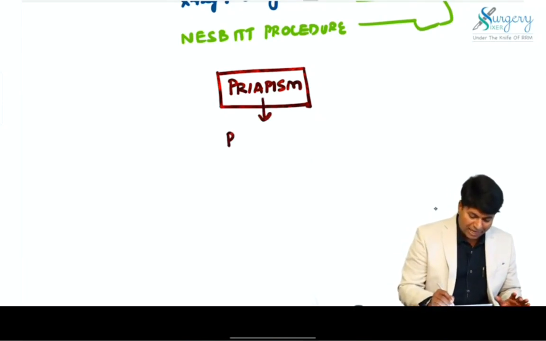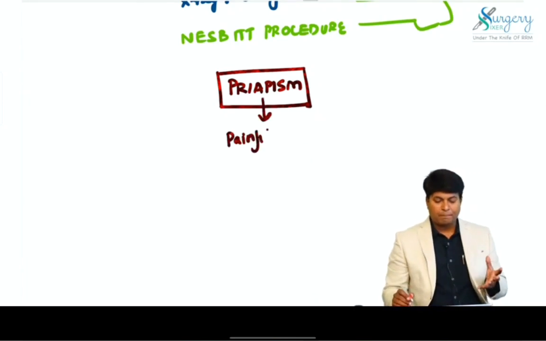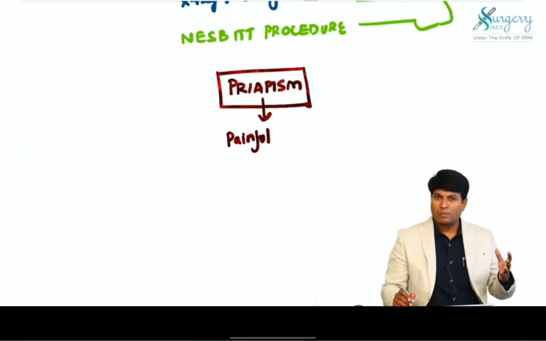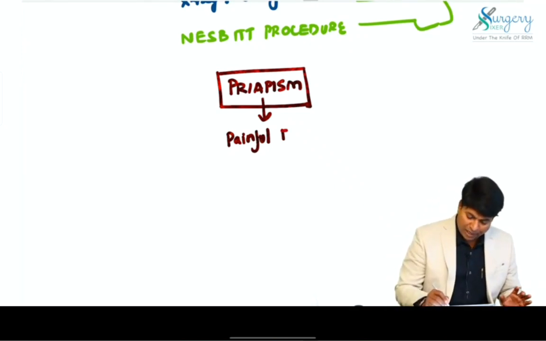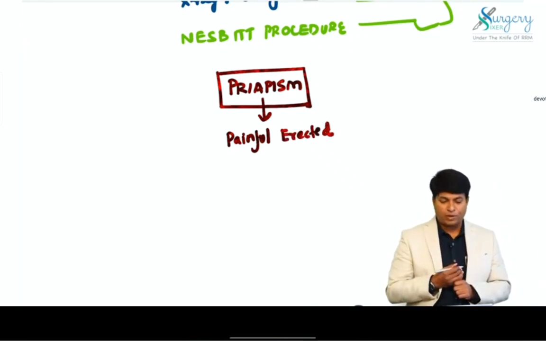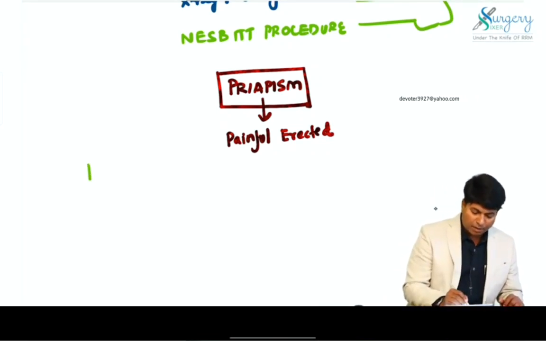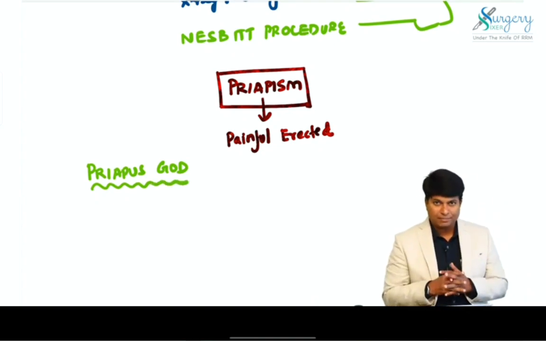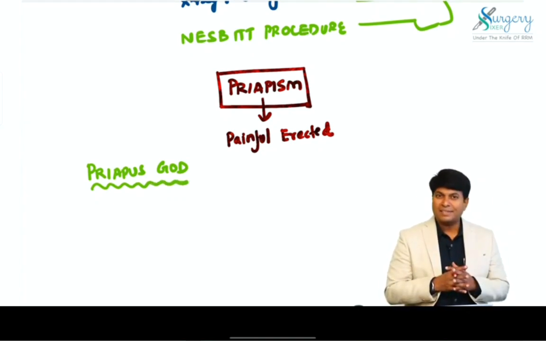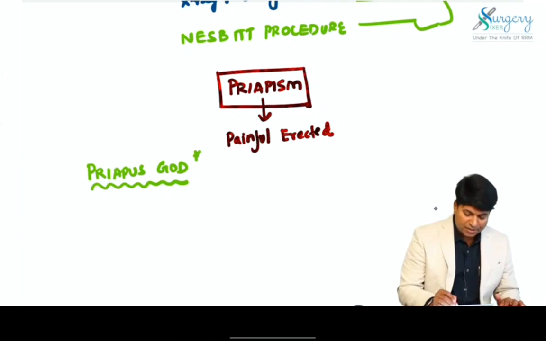It is a painful erection of the penis. Following sexual activity, the penis becomes erected and does not return to a normal shape even after ejaculation. A painful erected penis is known as priapism. It is derived from the name of a god, Priapus. Priapus was a god with a very long penis and he is known as the god of fertility. It was an old belief that if you pray to him, you will get babies. So the god Priapus is the name from which priapism is derived.